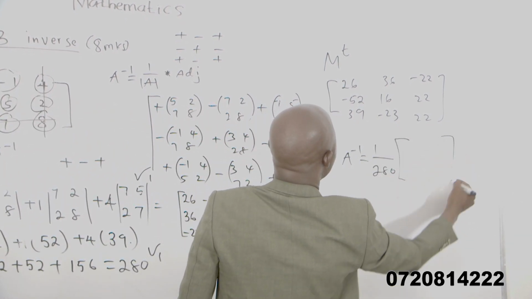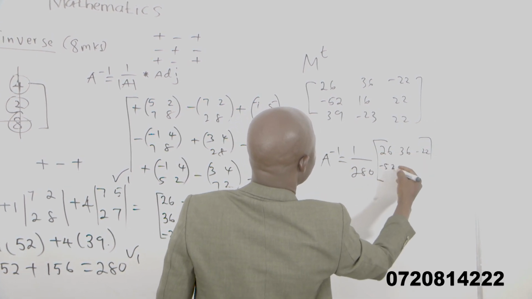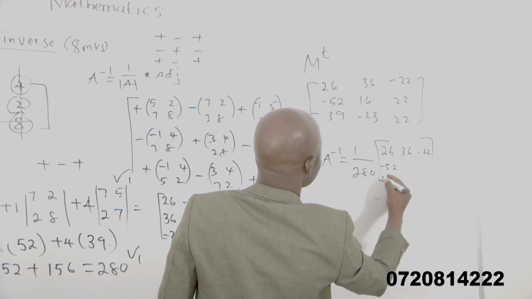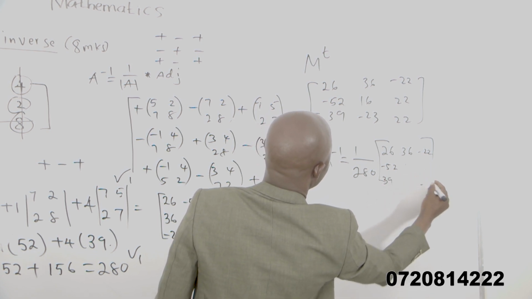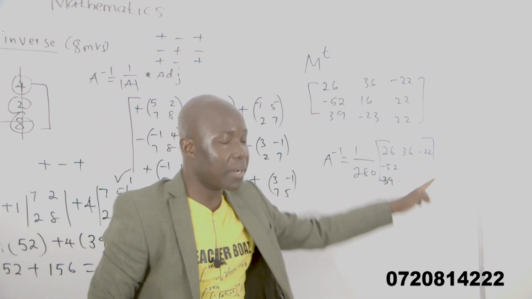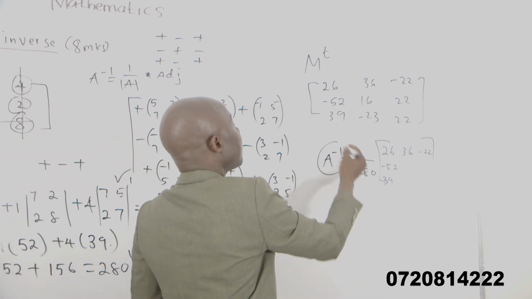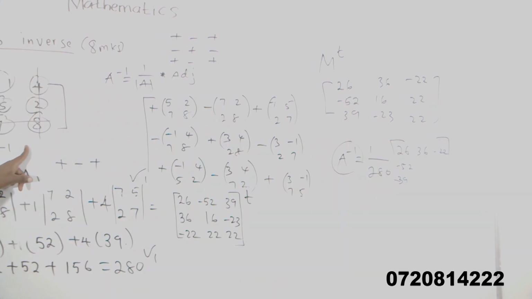Then we multiply by that given transposed matrix, 22, 39, negative 23, 22. Then you open the bracket, take 1 over 280, multiply by each and every given entry. So that becomes the inverse of any given 3 by 3.